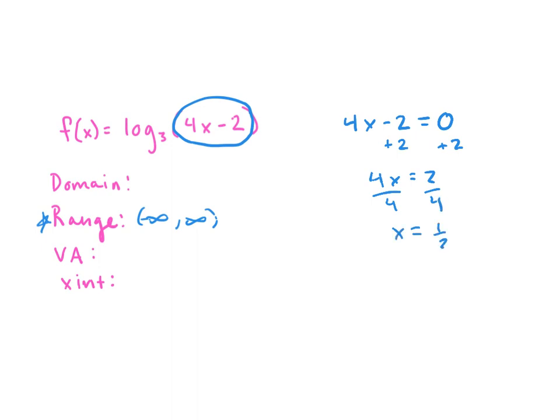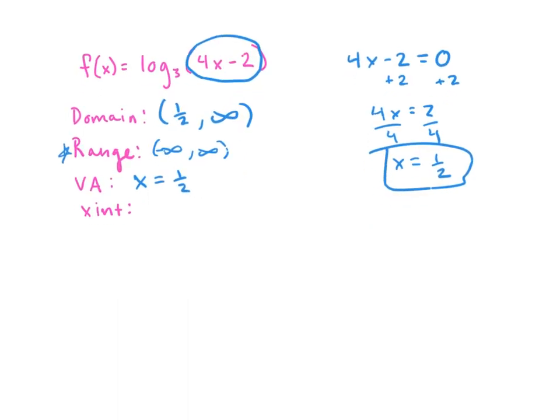So what would our domain be? 1/2 comma infinity. And then what's our vertical asymptote? X equals 1/2. So whatever we get here, this x is equal to, that number is the same exact thing as our vertical asymptote. Then we take that number and repeat it for our domain. And then how do we find the x-intercept? Set the whole thing equal to 0.